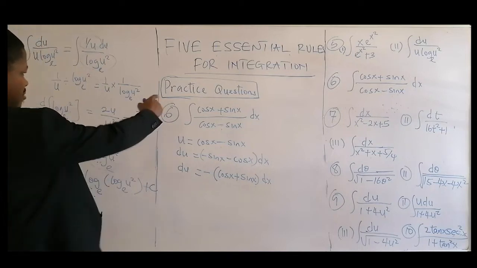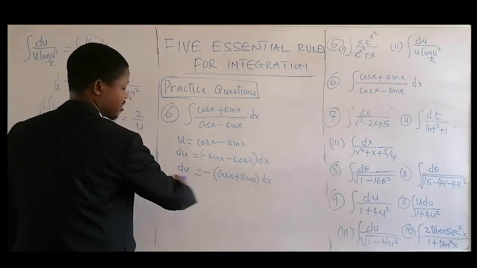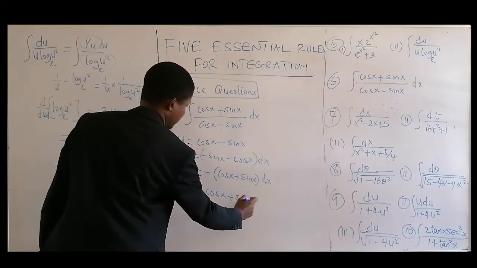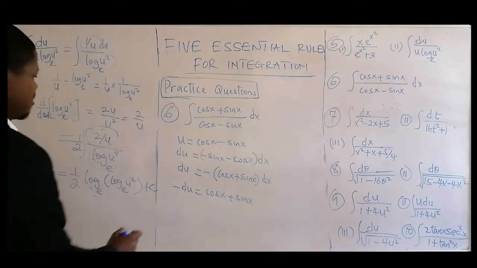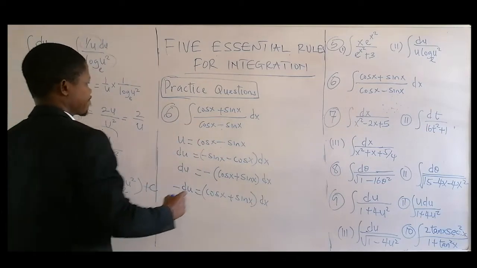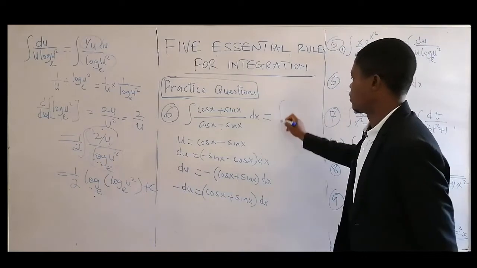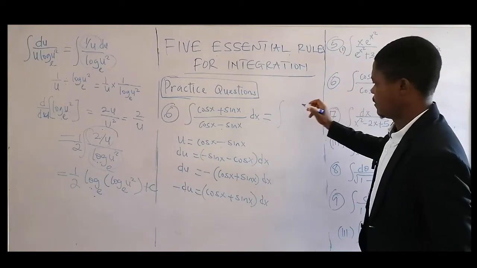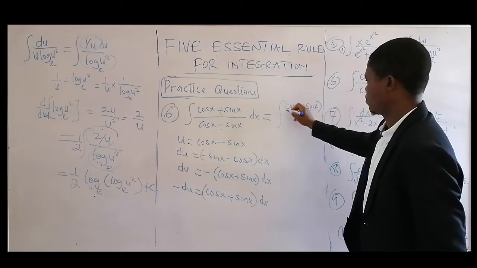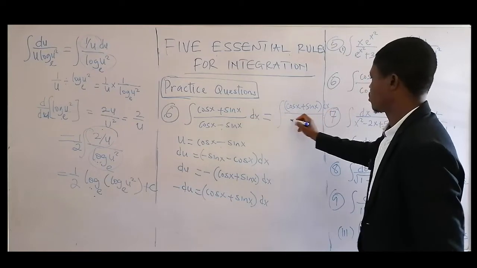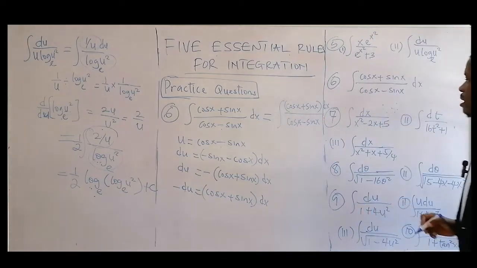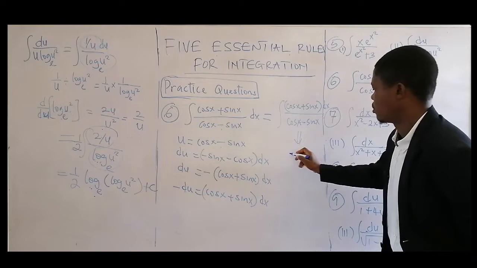Look at your numerator. Can you shift this minus to this side by multiplying both sides by minus? So you have minus du equal to what? Cos x plus sin x dx. So this one will now become the integral of the numerator, cos x plus sin x dx, all over cos x minus sin x.